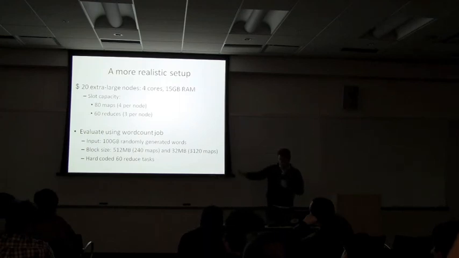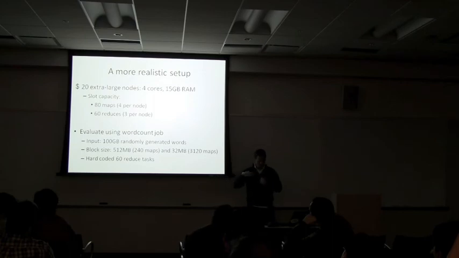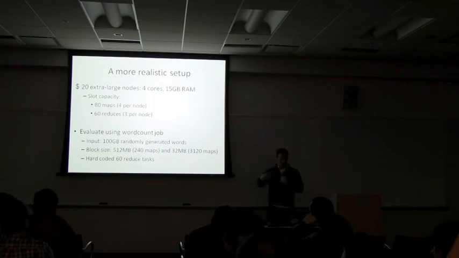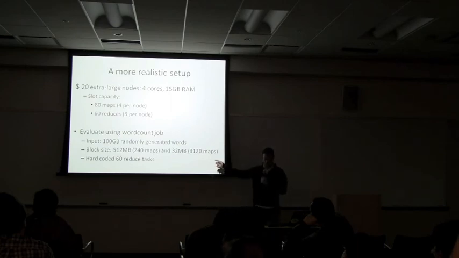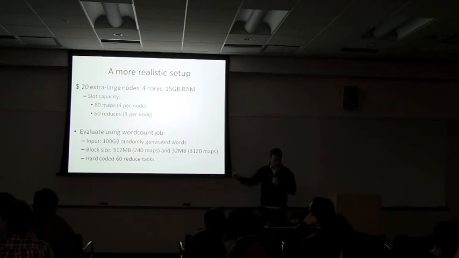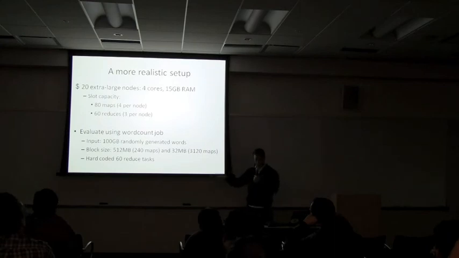For the block size, we used 2 different block sizes. The first block size that we used was 512 megabytes, which resulted in 240 maps. The second block size is 32 megabytes, resulting in 3120 maps. I'll tell you why we did that in a second. And we hard-coded the number of reduces to 60.